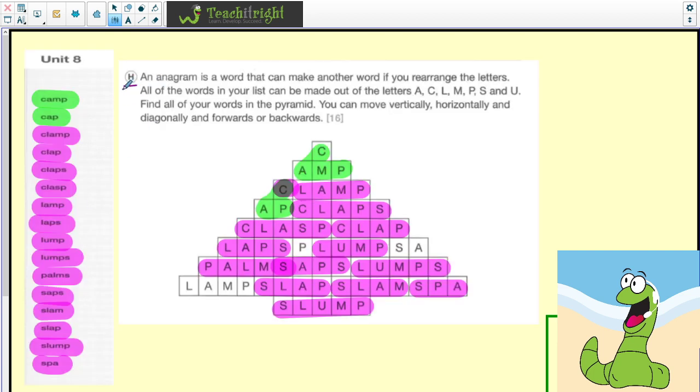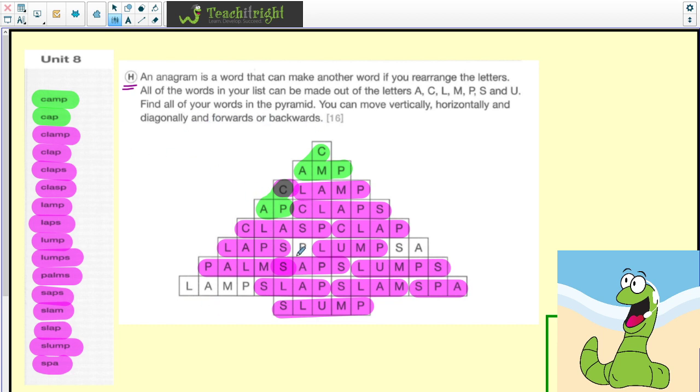This is section H. Now for this one you had to look at the fact that a lot of the letters were very much muddled up. So an anagram is a word that can make another word if you arrange the letters. All the words in your list can be made out of the letters A, C, L, M, P, S and U. Find all of your words in the pyramid. You can move vertically, horizontally and diagonally and forwards and backwards.